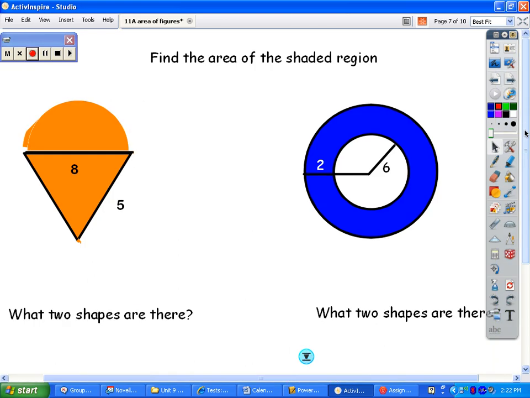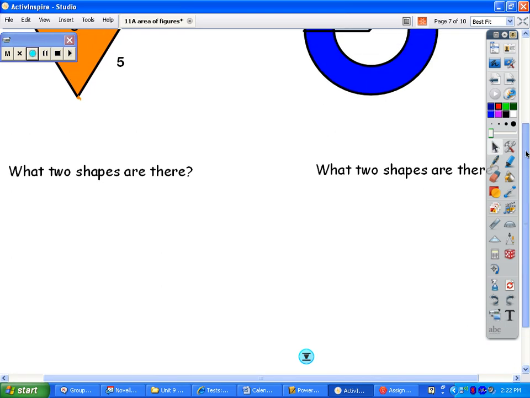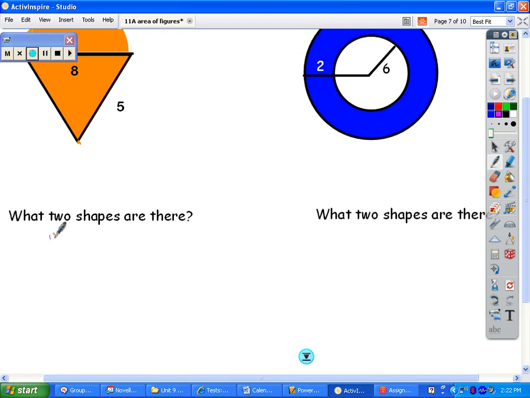Then the last thing we're going to do is area of complex shapes, which means it's going to be 2 shapes together or just a shaded region or part of a shape. So if we look at our first one, what 2 shapes do we have? We have half a circle, and we have a triangle. So we're going to find the 2 areas and add them together. If we have 2 parts, we take the area of both and add them together.